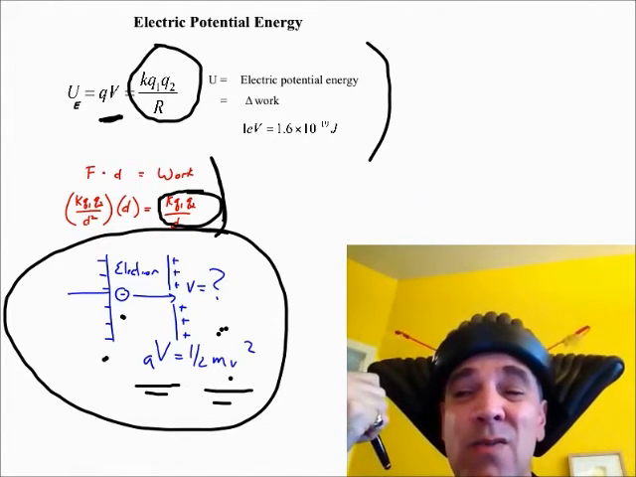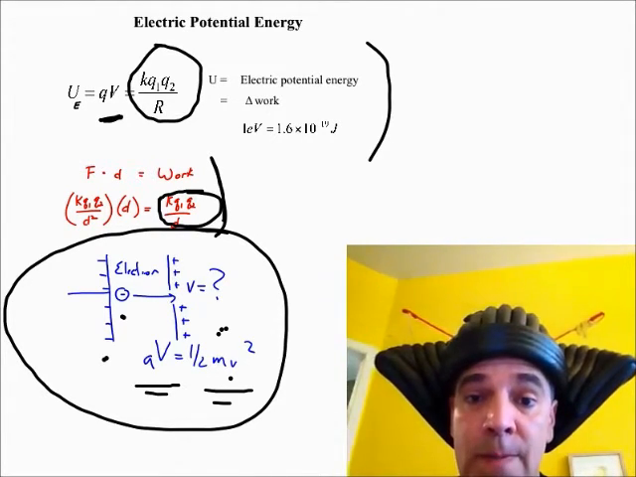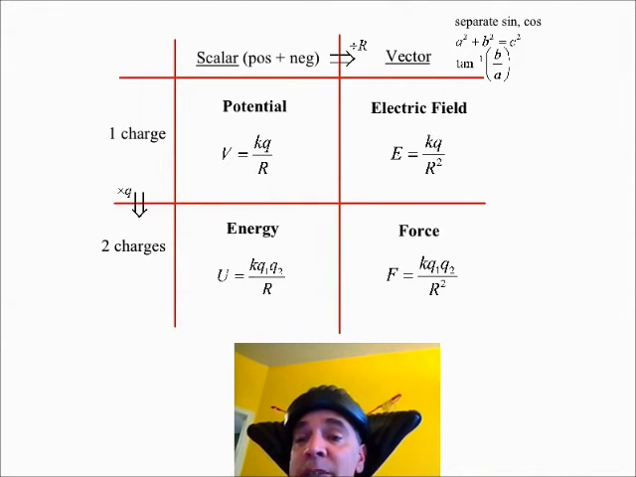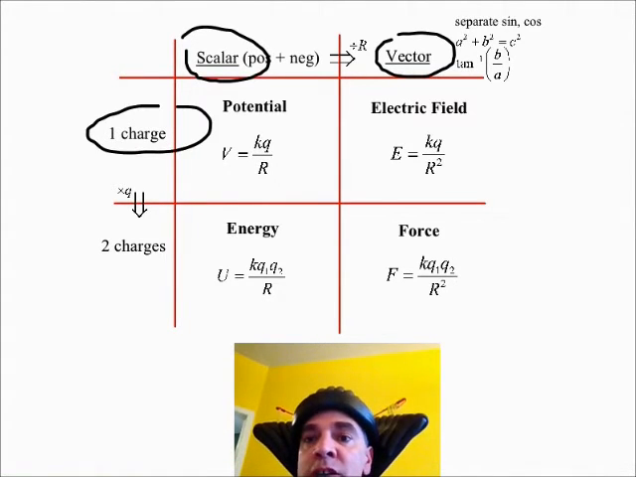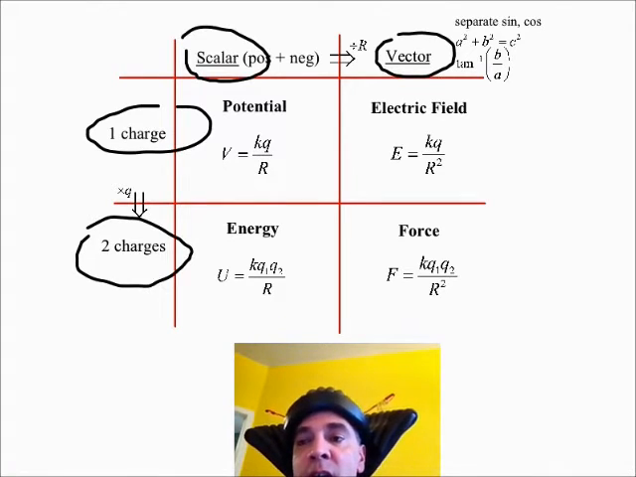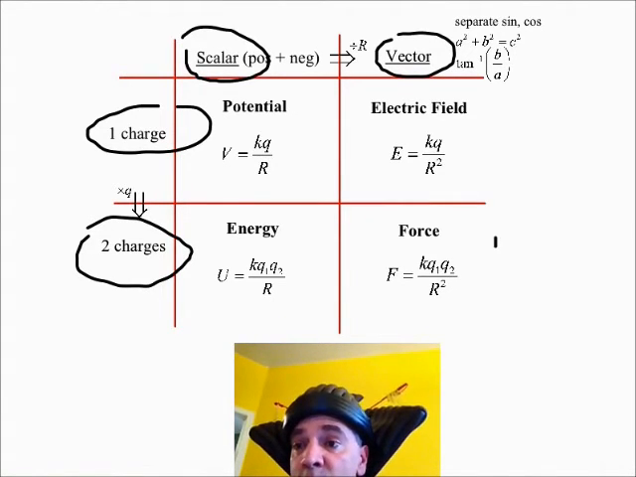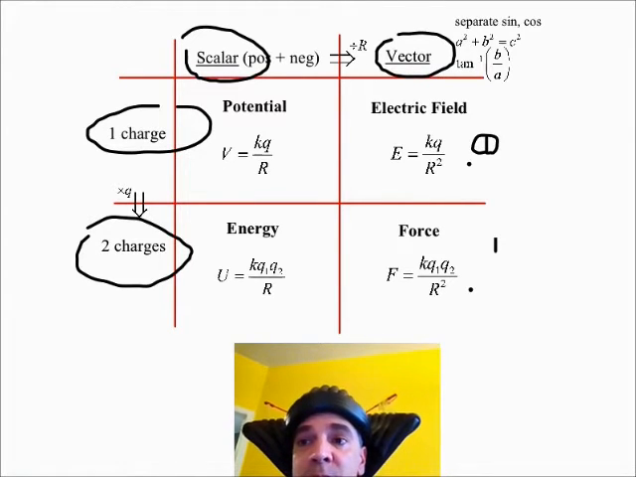Yeah, and these k's and Q's and r's are getting a little confusing, so we make a little chart to help us out with that. We make a little four square thing. Notice this says scalar here. This one's vector. We have one charge and two charges, so we can keep them straight in our head. And we know that the two vectors are force and electric field, and both of those have r squareds in them. So r squareds go with vectors. Potential and energy are both scalars, and those only have an r in them instead of an r squared.